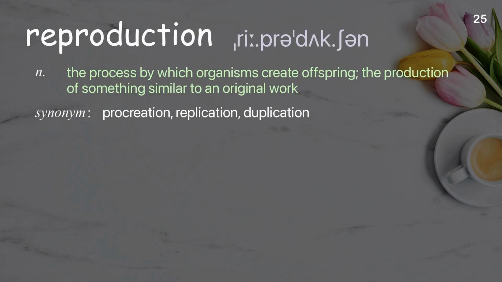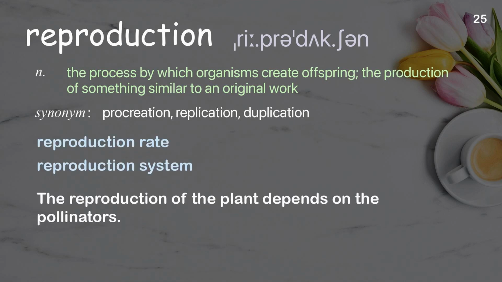Reproduction: the process by which organisms create offspring, the production of something similar to an original work. Examples: reproduction rate. Reproduction system. The reproduction of the plant depends on the pollinators.